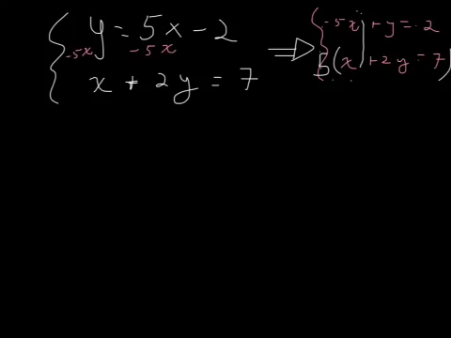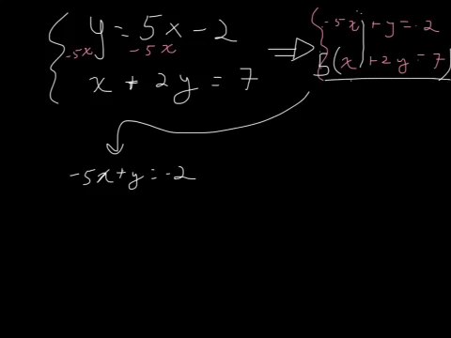Well, if I do that, let's go over here. My top equation is going to stay the same. We have negative 5x plus y equals negative 2. And then my bottom equation, I'm multiplying everything by 5. So I'm going to have 5x plus 10y, again I'm just distributing that 5, equals 35.